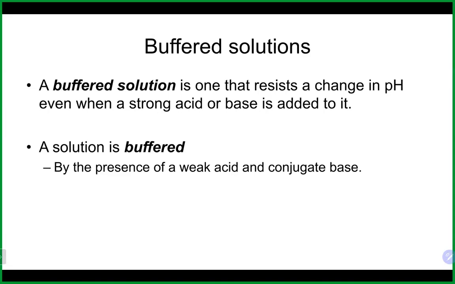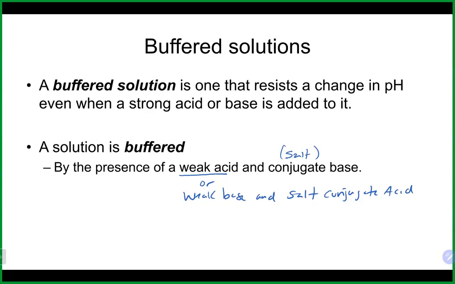And what a buffer has to be made out of is really one of two combinations. It could be made out of a weak acid and the salt, as it's sometimes referred to, which just means it's got a sodium or potassium there, of its conjugate base, or you can make a buffer out of a weak base and the salt of its conjugate acid. They both need to be in the solution to begin with. You cannot have a buffer that's made out of a strong acid or a strong base. So if it's a strong acid or strong base, no buffer action is going to happen.